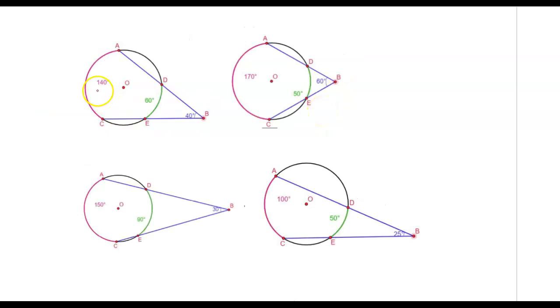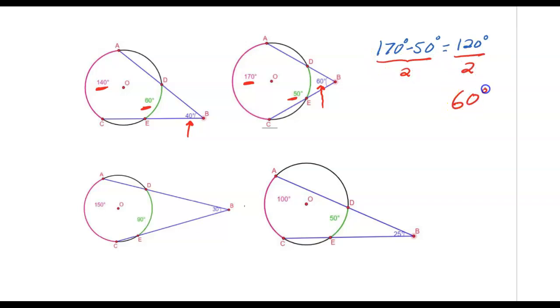The question becomes, how do you use the 140 and the 60 to get the 40? Or how do you use the 170 and the 50 to get the 60, and so on? If you play around with your calculator enough, some of you may realize if you take 170 and subtract 50, you get 120 degrees. And if you were to divide that by 2, you will get the 60 degrees. And that works all the time.